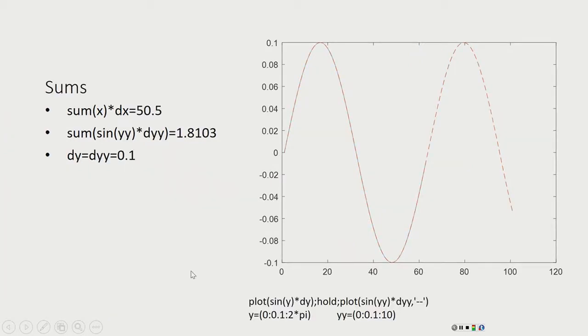And then for sums, first I just summed up the x that I've been using up to this point, which gave us, as it stood, like 505, but multiplied by dx is 50.5, so it was adding every single, like 1.1, 1.2, 1.3, and so on. And here I have the summation of the sine wave here.